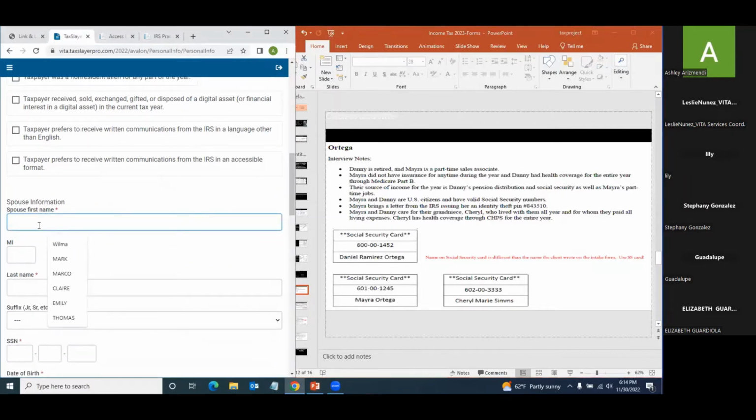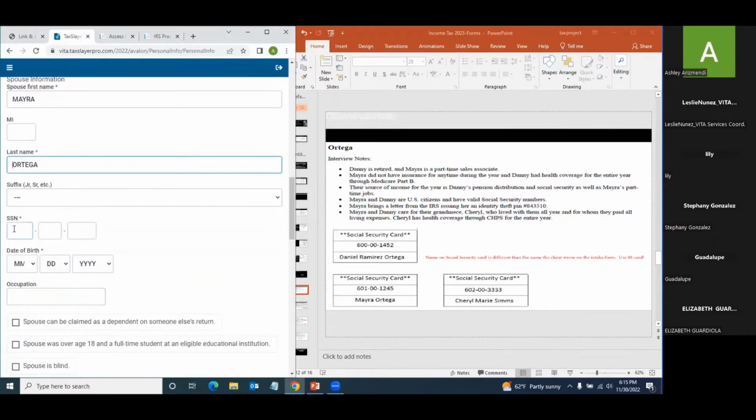So for the spouse, we're going to put Myra. She doesn't have a middle name, and then automatically it'll generate the last name, but we would take off Ramirez because she does not have that on her Social Security card. I see. You want to put it exactly the same because we don't want the return to be rejected just because there's an extra name on there or it wasn't entered correctly. Because we do have that situation.